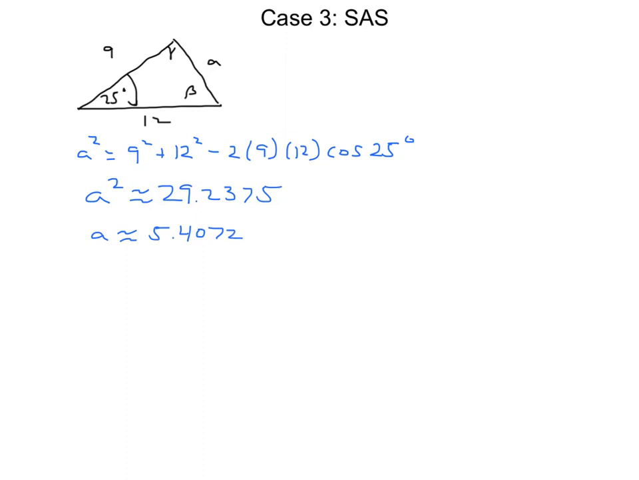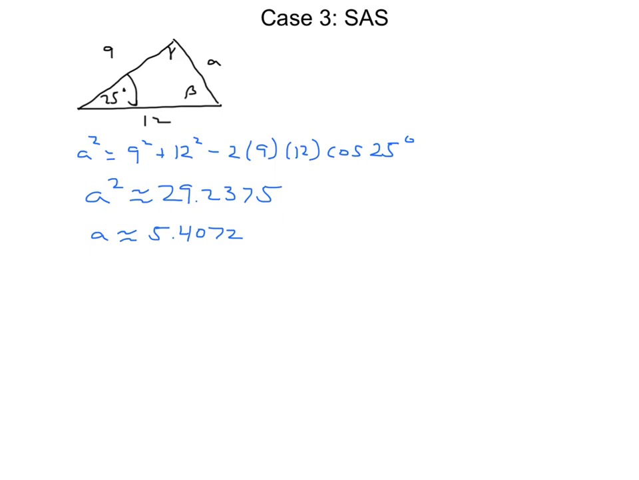Now at this point, I have my 25-degree angle, and I do know the side opposite that angle. So what I can do is use the law of sines to find the smallest angle I have left to find, which in this case, because of the proportionality aspect of it, I know my smallest angle has to be beta because 9 is less than 12.